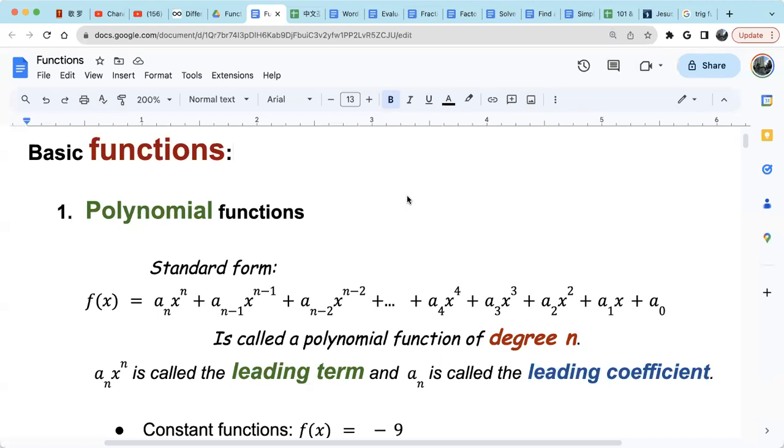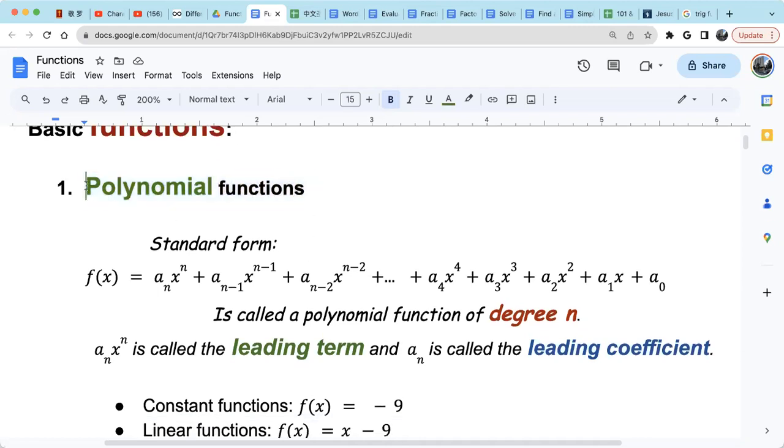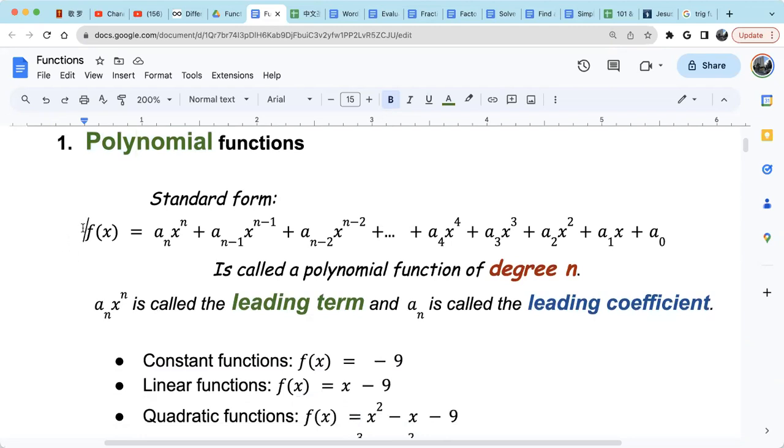Functions. So I listed 7 types of functions here, the basic functions in mathematics. The first family is called the polynomial functions. Poly means many, nomial means terms. Polynomial means many terms. So the standard form looks like this.